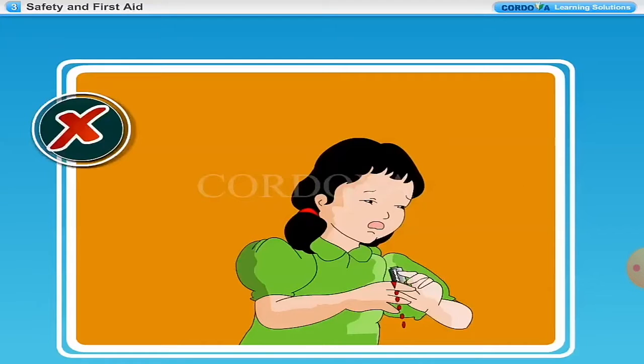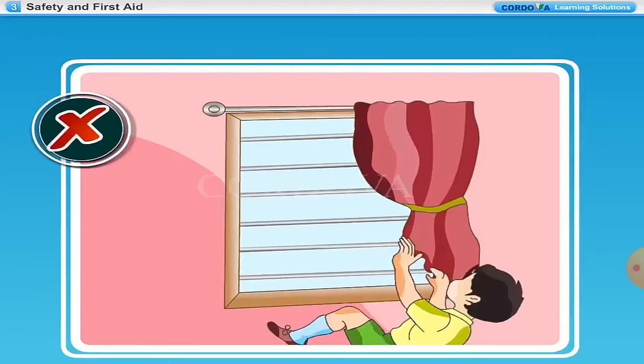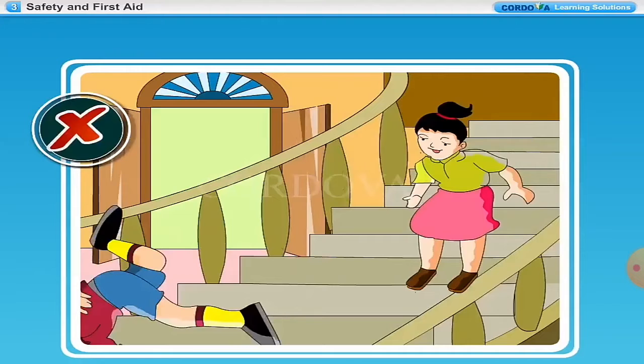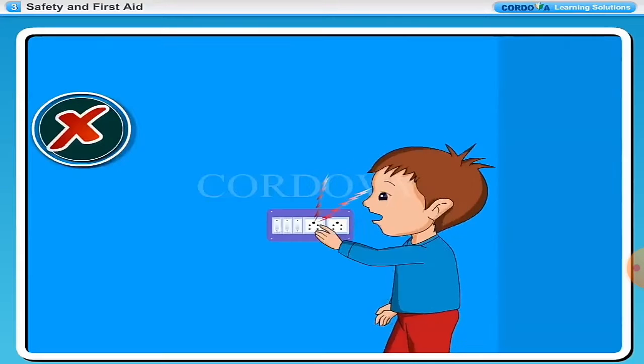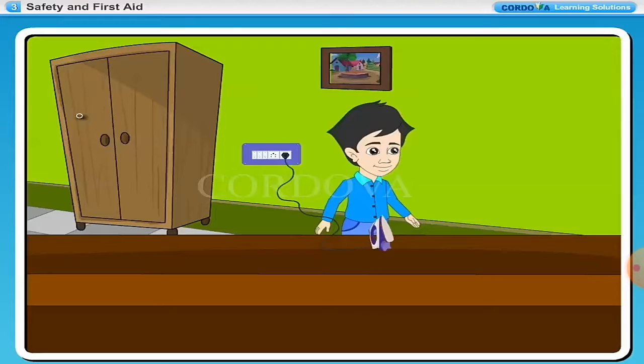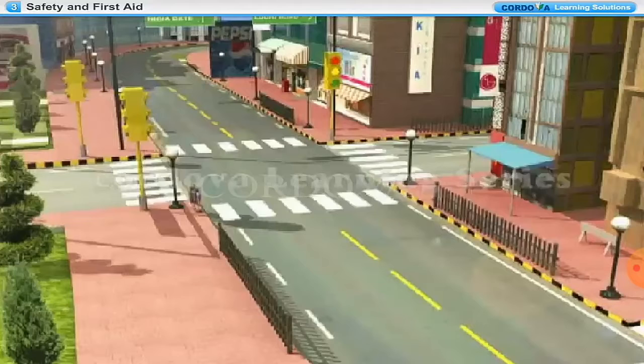Avoid using blades to sharpen pencils. Don't throw books or dusters at one another. Do not climb on shelves. Do not run down the steps. Do not leave toys on the floor. Do not touch electric plugs. Do not touch hot irons. Do not play with fire.